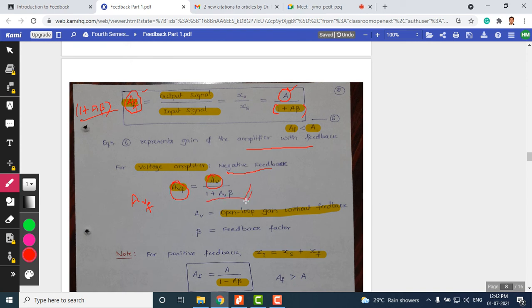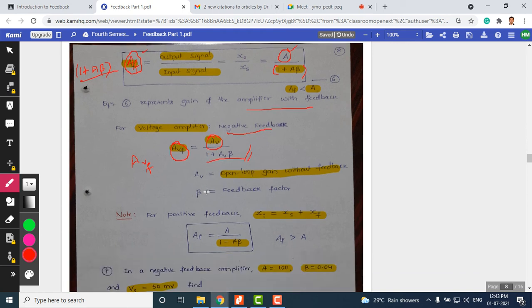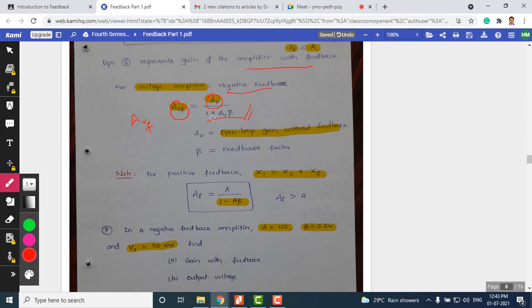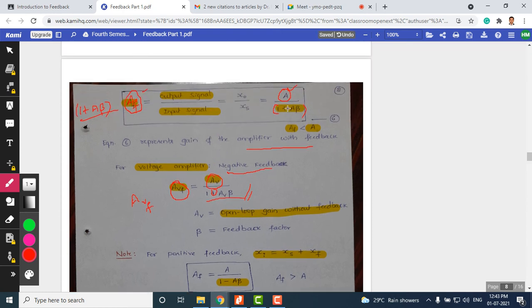This equation students must remember, because many times problems will be asked based on this gain formula. You should know what AV is. AV is nothing but the open loop gain without feedback, and beta is the feedback factor. This is for negative feedback. As we can observe here, for negative feedback we got a positive sign in the denominator, that is 1 plus AV times beta. Here you can see in our derivation also 1 plus AV times beta. So, we started with negative feedback and we got 1 plus A times beta in the denominator.